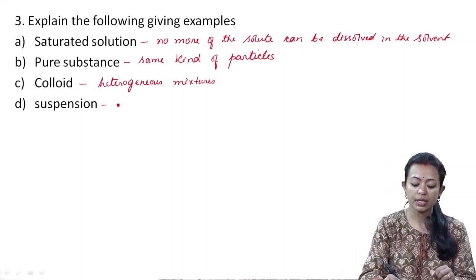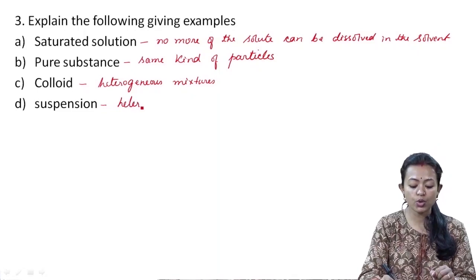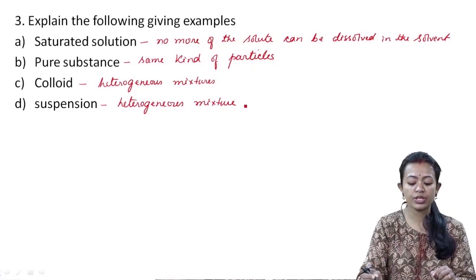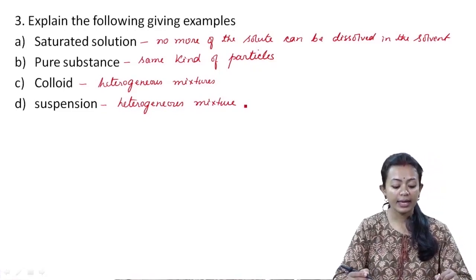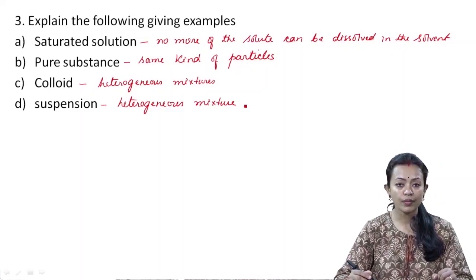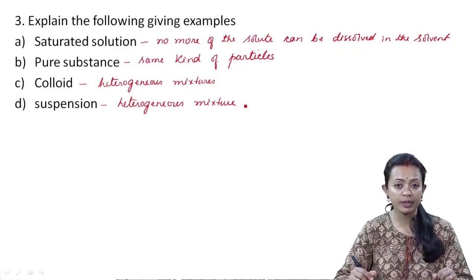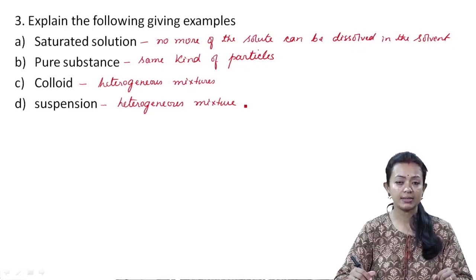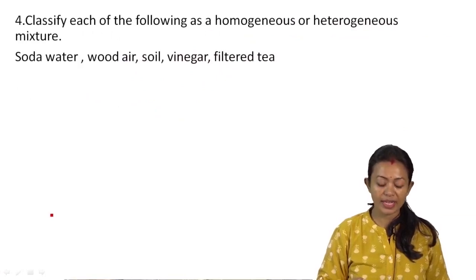Suspension. Again, suspension is also a heterogeneous mixture. And the particles of the suspension are suspended in the bulk material, which can be easily distinguished and observable through our naked eyes. Okay, let us solve the next question.